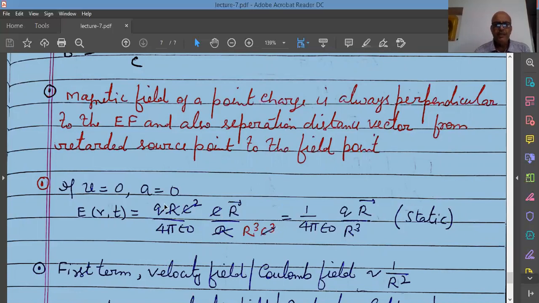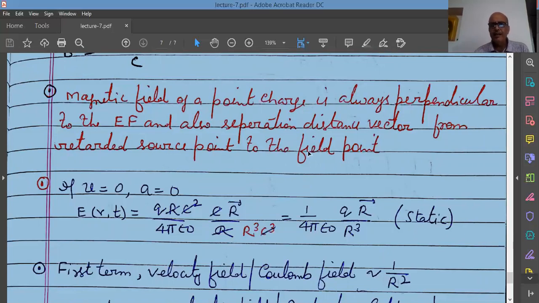So if you put all these terms here, you will get back the expression for the electric field for a static charge given by Coulomb's law, 1 upon 4 pi epsilon 0 q r vector over r cube, or 1 upon 4 pi epsilon 0 q upon r square. That is the magnitude of the electric field due to a static point charge at a distance r.